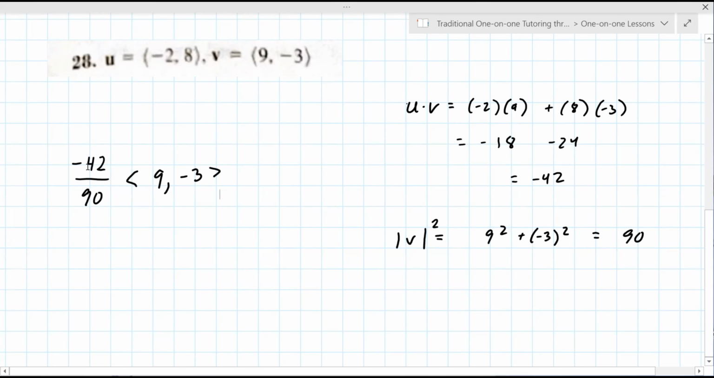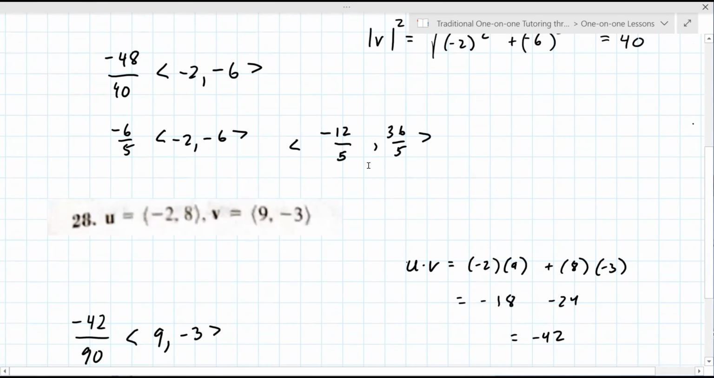Ooh, let's see here. I know 3 goes into both of these. What's that get? That gets you down to -14 over 27, I guess. Actually 6 goes into both. So you get -7 over 15 times 9 comma -3, -63 over 15 comma 21 over 15. These both also reduce, so you've got to do that as well.